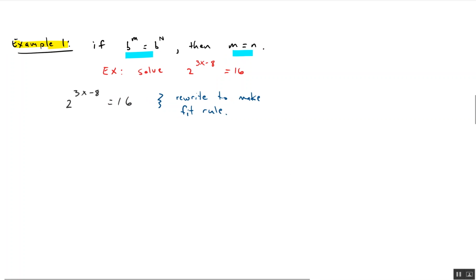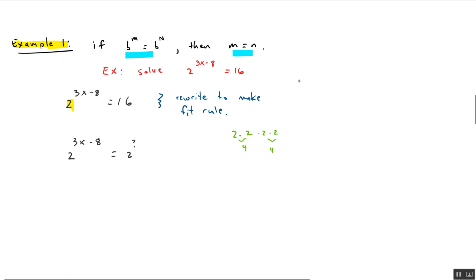So how can we rewrite this to make it fit the rule? Well, we have a base 2 on the left side of the equation. How can we change the right side of the equation, the 16, to make it have a base 2? Can we rewrite 16 as 2 to the something power? 2 to the what gives you 16? Well, let's think about it. 2 times 2 gives you 4.